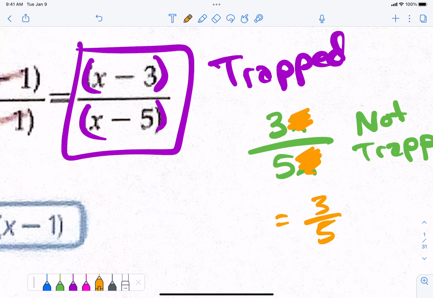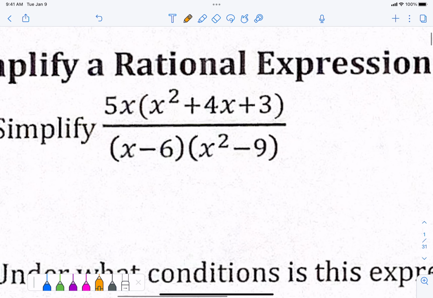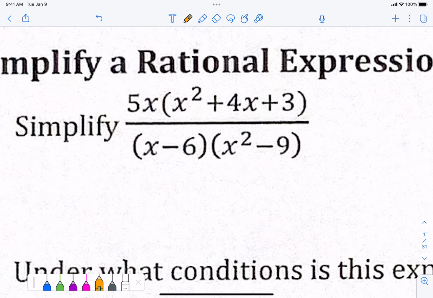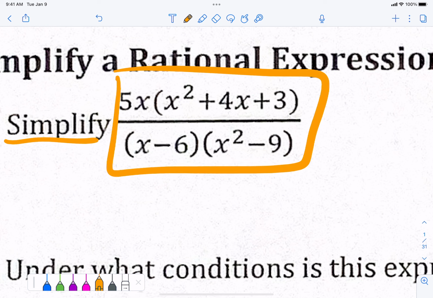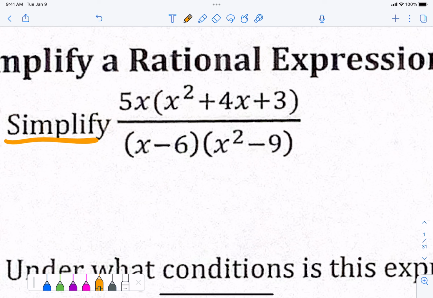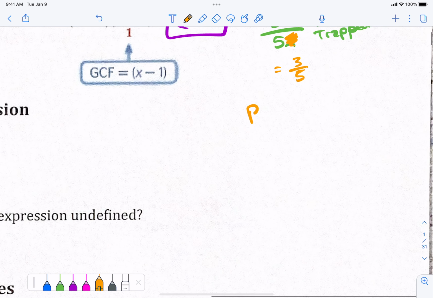Make sense? Okay, let's go down here and let's just jump right into our first example. They are not having us multiply yet. They are just saying simplify. So this is one chunk right here with a bunch of little chunks inside of it. And we're going to break stuff down and we're going to try to see if we can do stuff, okay? So over here off to the side, let me talk about breaking down.